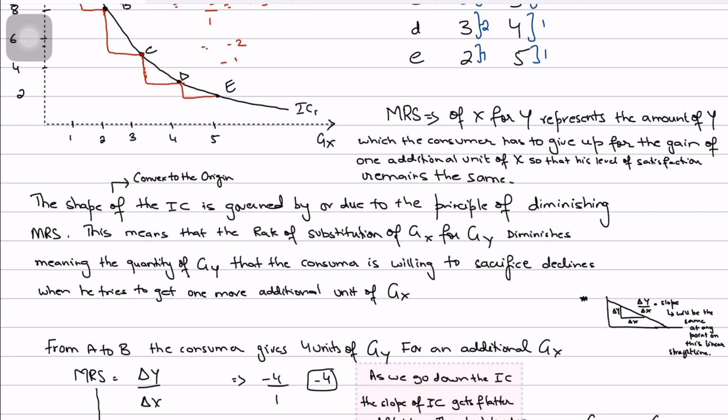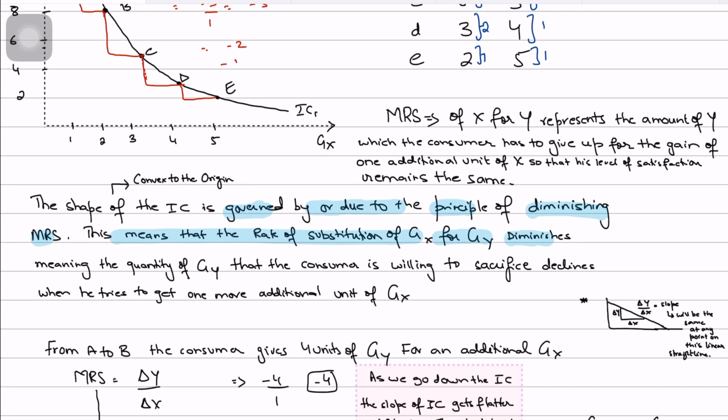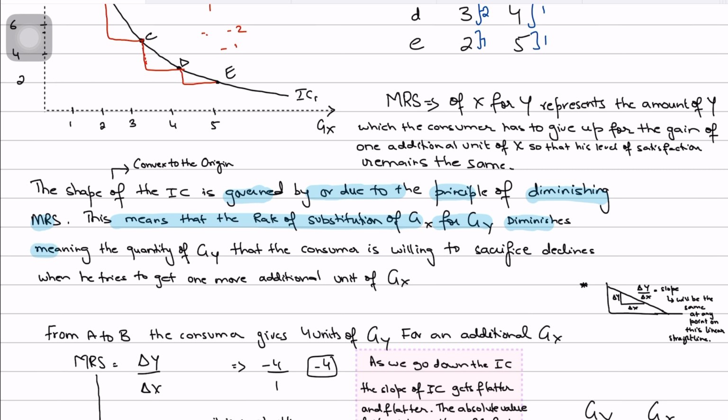The shape of the indifference curve is governed by, or due to, the principle of the diminishing marginal rate of substitution, which means that the rate of substitution of good x for good y diminishes, decreases. जैसे हमने यहाँ किया 4 से 3, 3 to 2 and 1, meaning that the quantity of good y that the consumer is willing to sacrifice declines when he tries to get one more unit of x.